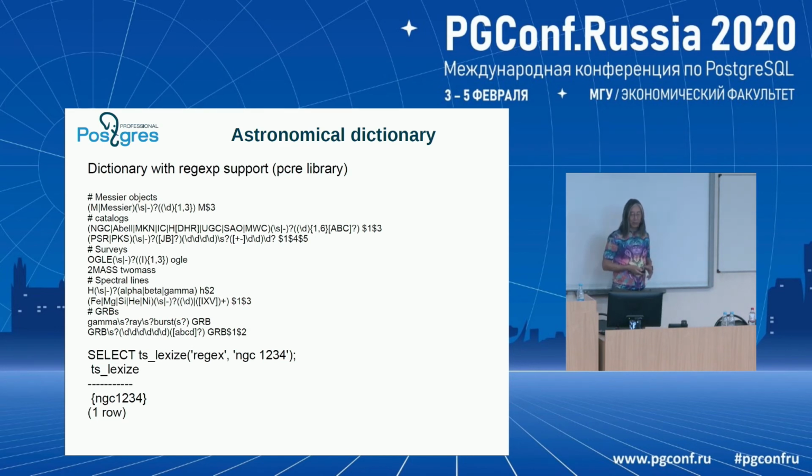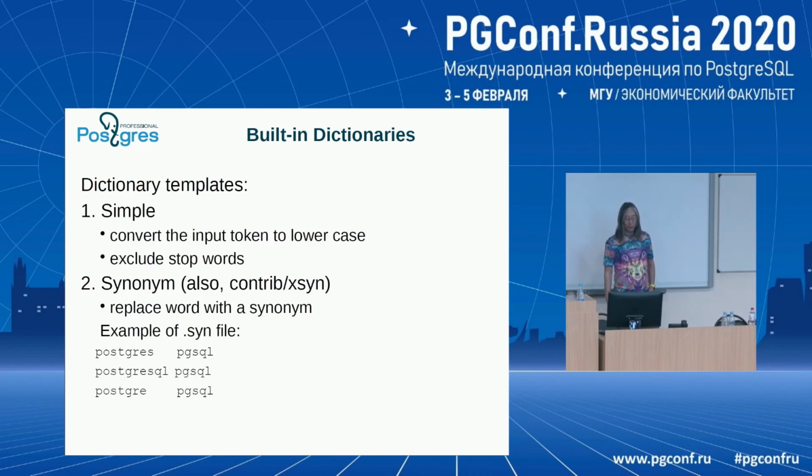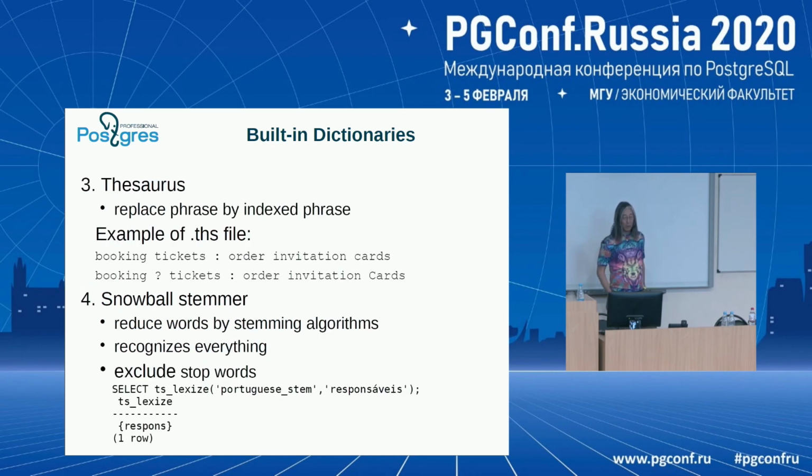For example, you know that Andromeda is actually M31, and you're looking for M31 and you want to find Andromeda. Using this PCRL library, I guess people here are familiar with that, we wrote this kind of a dictionary. So we have built-in dictionaries: a simple dictionary, and a synonym dictionary. For example, Postgres and PGSQL are synonyms. Then there are thesauri, when you turn a whole phrase into something else.